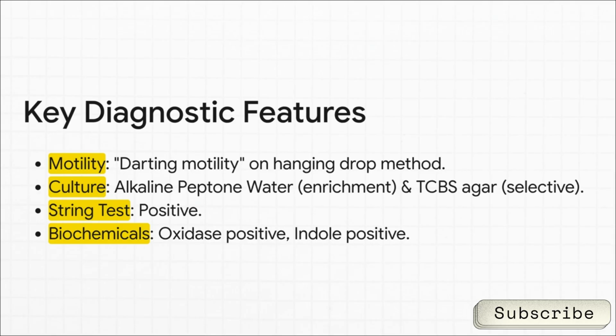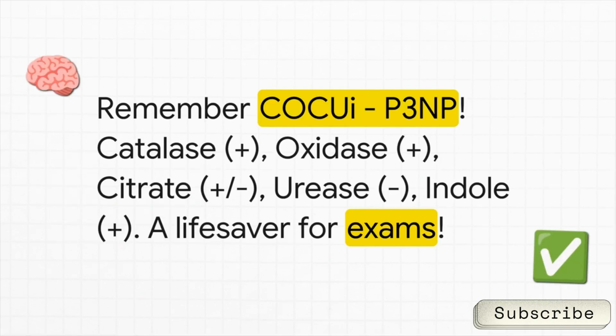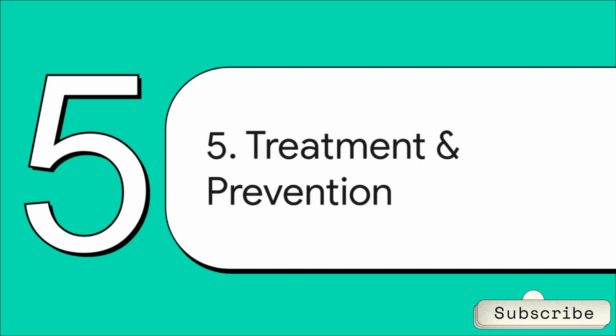And for your biochemicals, remember, it's oxidase positive and indole positive. All right, I know remembering a bunch of biochemical tests can be a pain. So here is a super high-yield mnemonic for you. Just remember, COCUI. That stands for catalase, oxidase, citrate, urease, and indole. And here's the pattern. It's positive, positive, variable, negative, positive. So catalase positive, oxidase positive, citrate can be either, urease is negative, and indole is positive. COCUI. Lock it in.